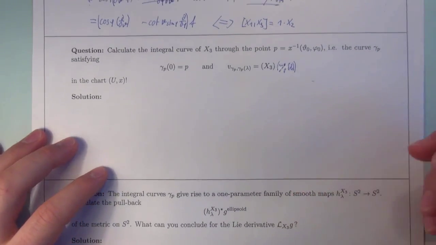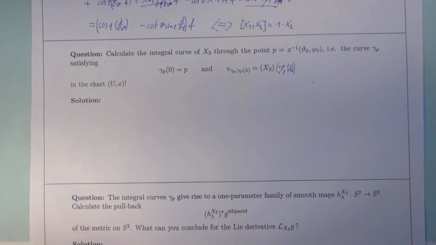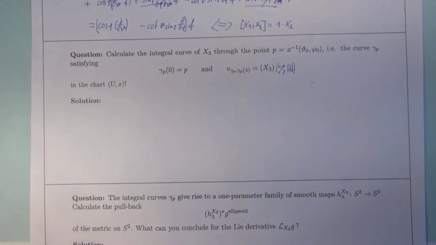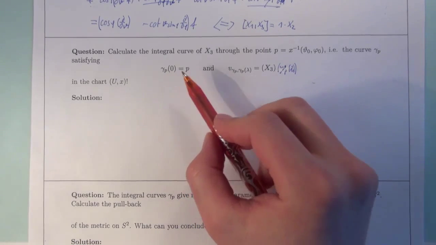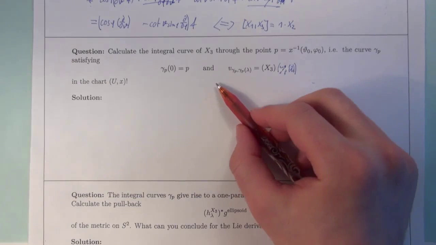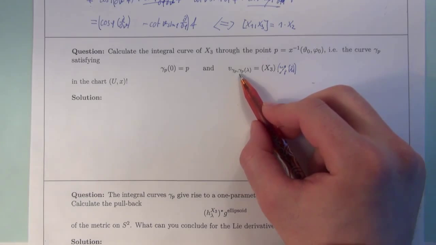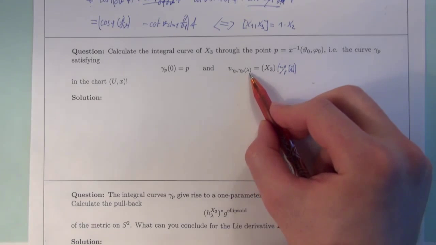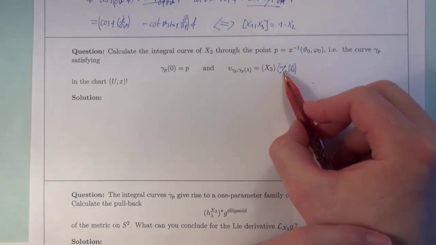The next question. Calculate the integral curve of x3 through the point P equal to x inverse of theta naught, phi naught. That means the curve gamma P satisfying, as an integral curve has to, gamma P of 0 is P. That means for the value lambda is 0, we start at the point P. And that the tangent of the curve gamma P at some point gamma P of lambda is the same as the vector field x3 evaluated at gamma P of lambda.